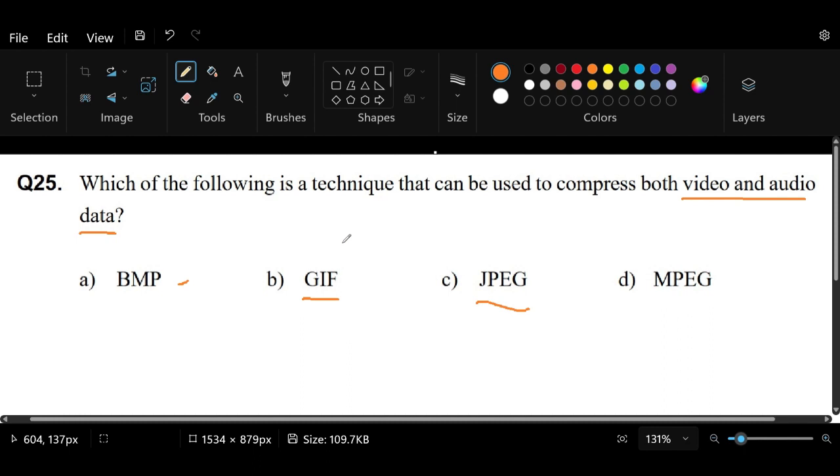Okay, so if A is incorrect, B is incorrect, and C is incorrect, we only have D as the correct answer. And this one, MPEG, is a way to compress the video and audio file. Video and audio data, because you put them together.